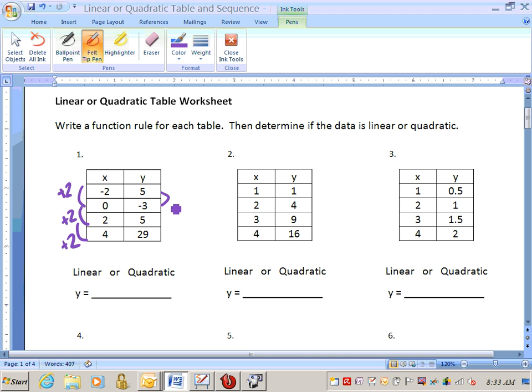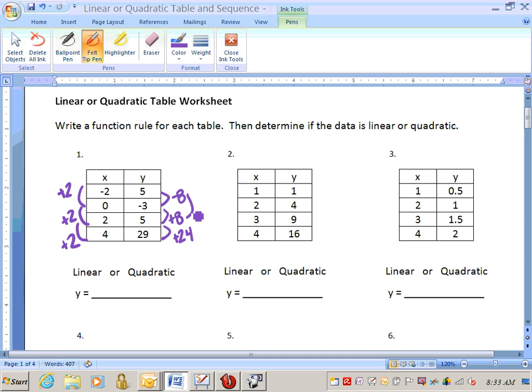From 5 to negative 3, minus 8. From negative 3 to 5, plus 8. And from 5 to 29, plus 24. Is this one linear? No. So then let's see if it's quadratic. It may not be either.